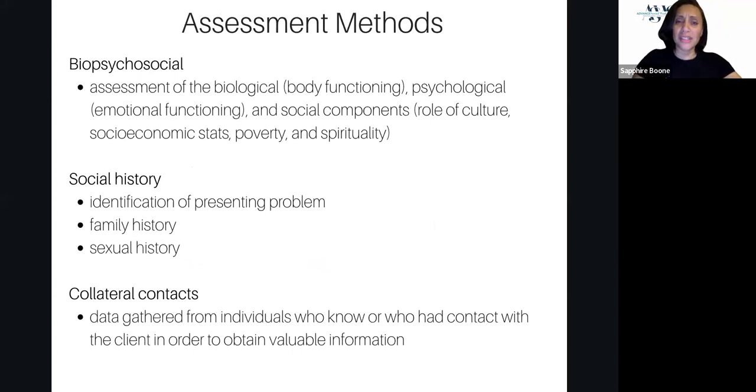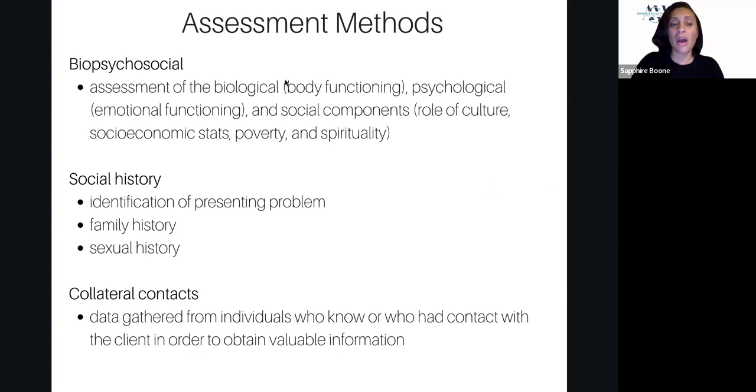The next couple of slides go over some assessment methods. The biopsychosocial, of course, is something you're familiar with. And here are some other components, right? Social history. If you see anything about a history, you can know you're assessing. This says a social worker is conducting a family history, you know they're assessing. That's why I'm telling you this, so you can know these buzzwords to look out for. Family history, sexual history. Collateral contacts are very important.